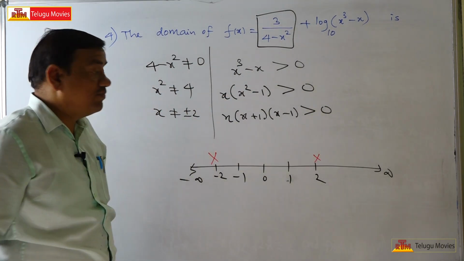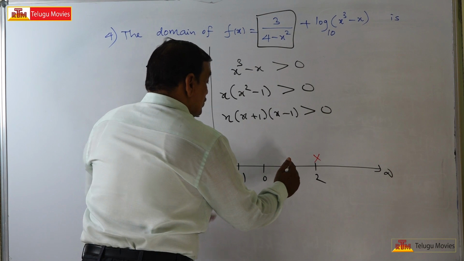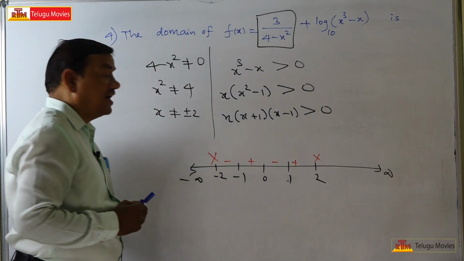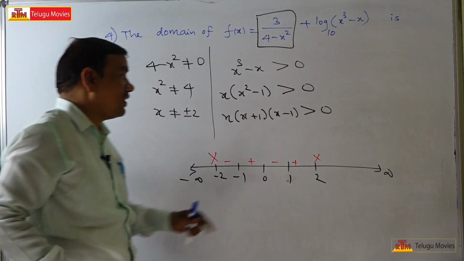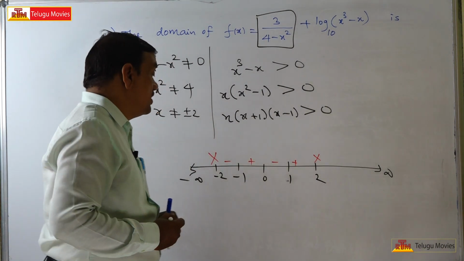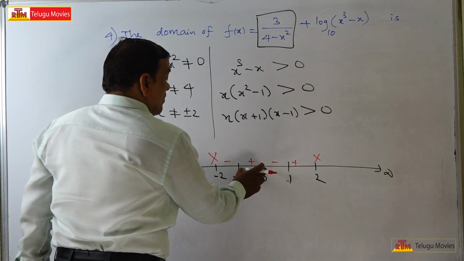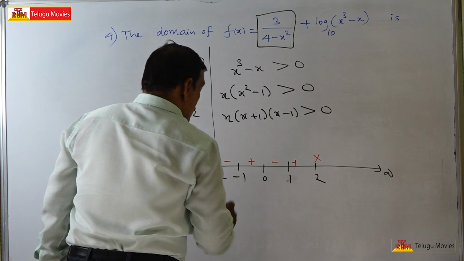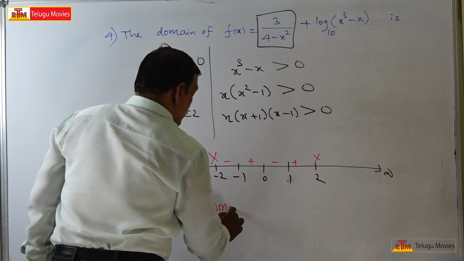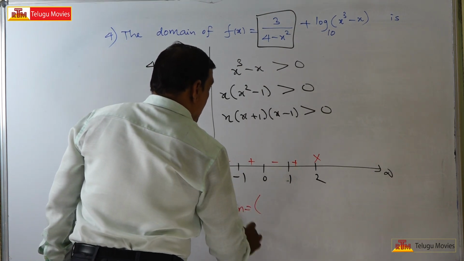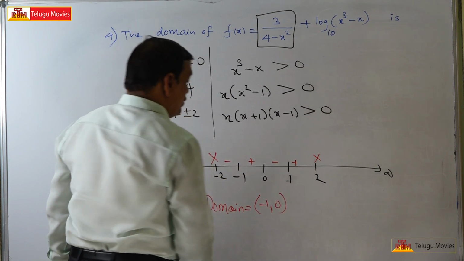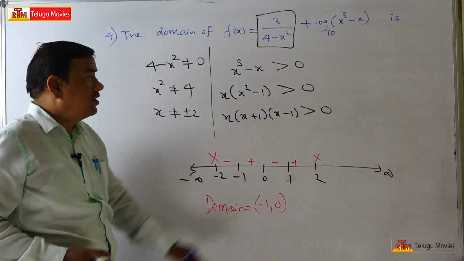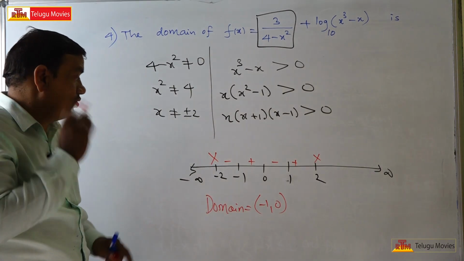Now, what is the sign scheme? Up to here, minus 1, 0, 1, the signs are plus, minus, plus, minus. Understand this? We want only greater than 0. So, from minus 1 to 0. So, what is your domain? Open bracket minus 1 comma 0. From minus 1 onwards the whole negative part will come, but we do not want negative, only greater than 0.